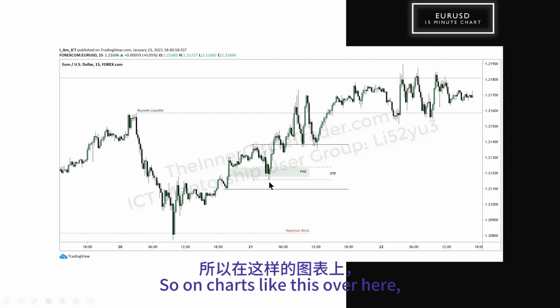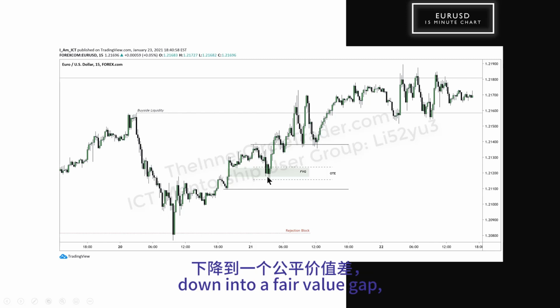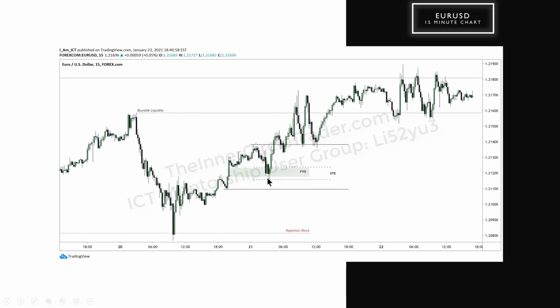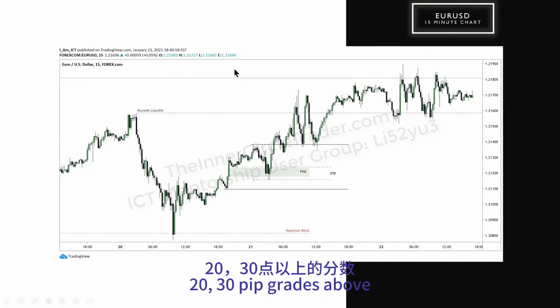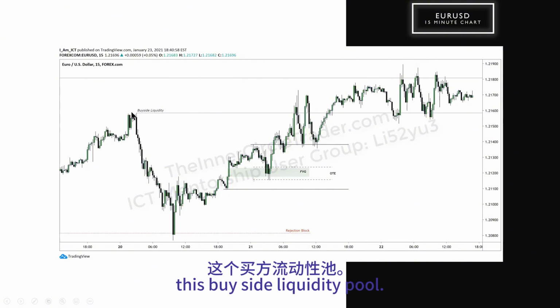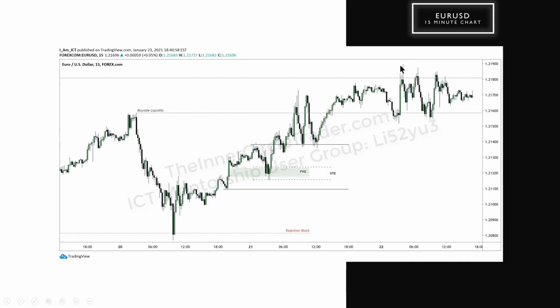So on charts like this, you would say the market had a clear Judas swing down into a fair value gap, moving to a discount and order block, which set the stage for a run into the buy side liquidity. Then you can do like 10, 20, 30 pip grades above this buy side liquidity pool, and you can see how it mapped out a run into that here. Okay.